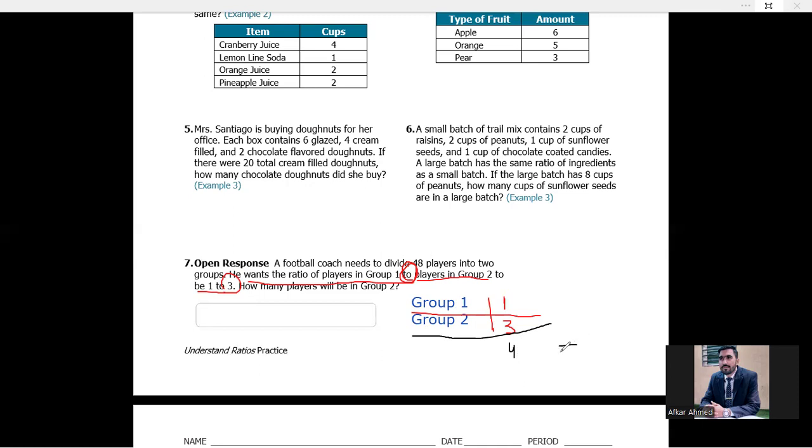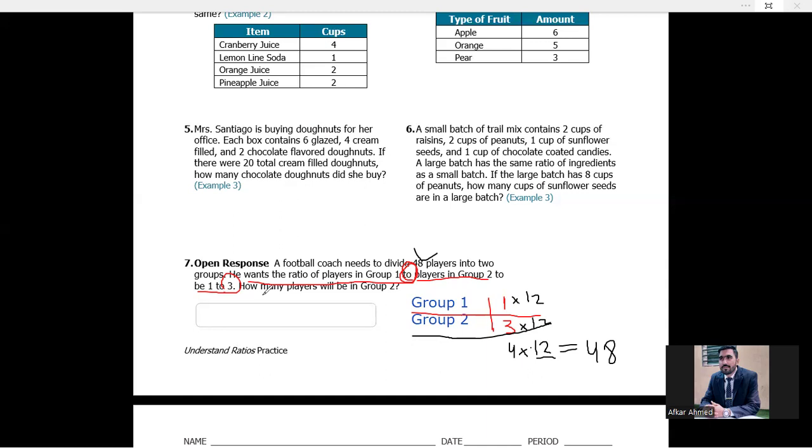But we have 48 players. So how will we make this number 4 into 48? We will multiply it by a number. What number multiplied by 4 will give you 48? We have 12. If I multiply here by 12, I will also multiply here by 12. The same thing we did in question 3, question 4, 5, and 6. All the questions are the same. Okay, we multiplied by 12.